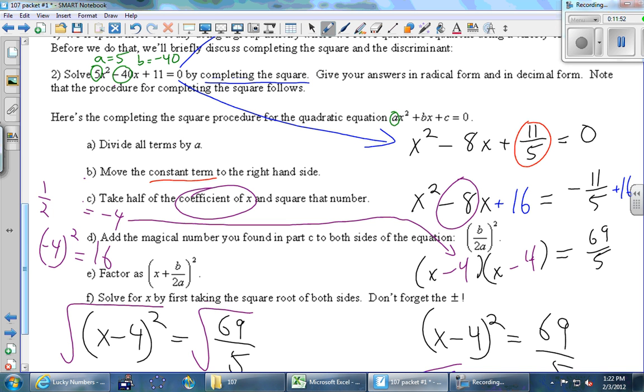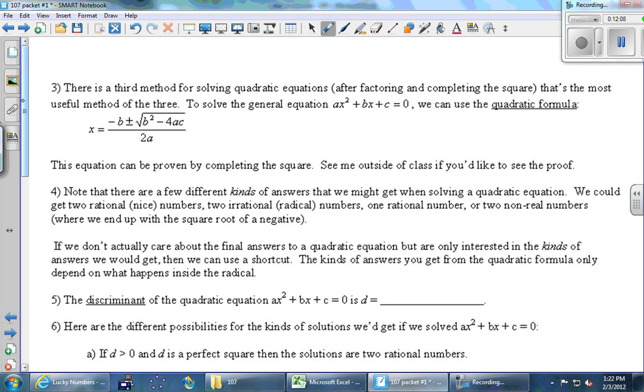Okay, questions on, well, probably there are questions, but any questions at this moment, I'll give you time to practice again, but that's the process called completing the square. Okay, let's go to the next page. And we'll take a look at number 3, Andy.